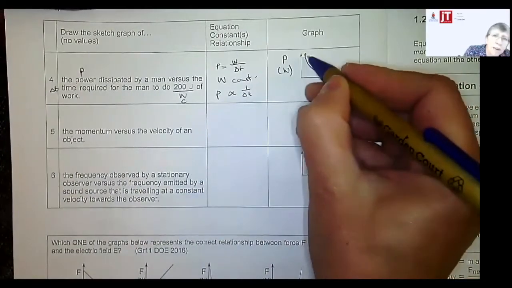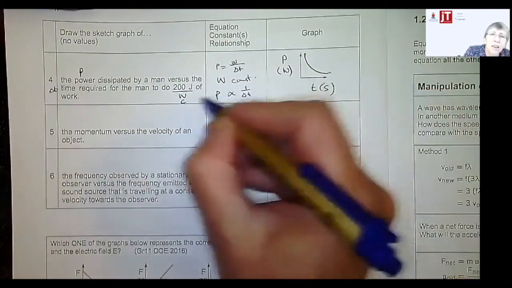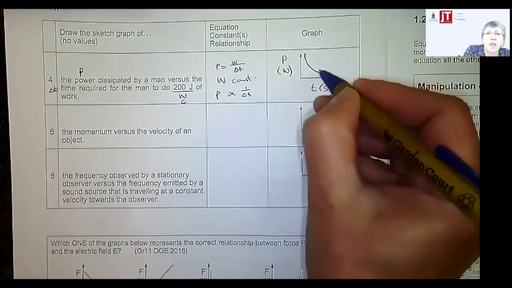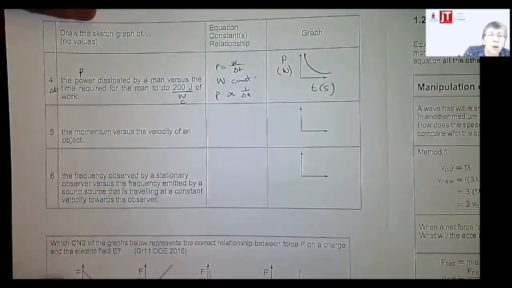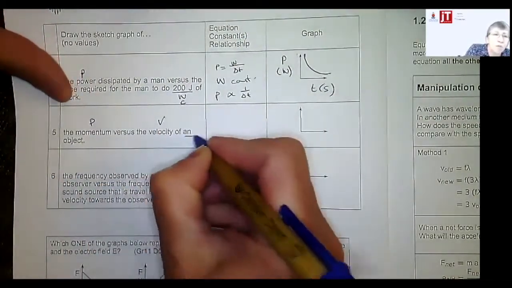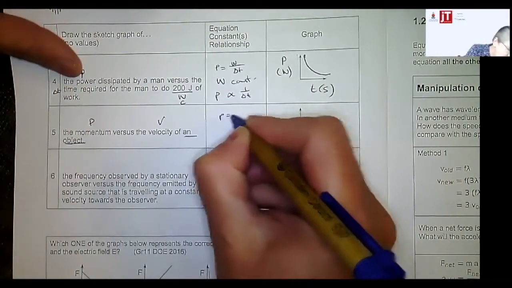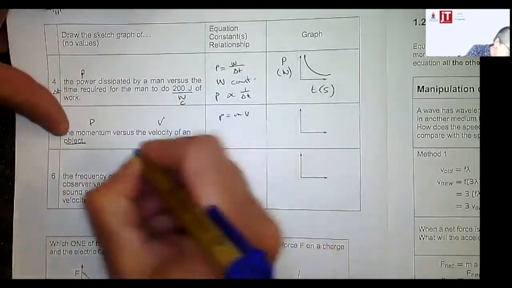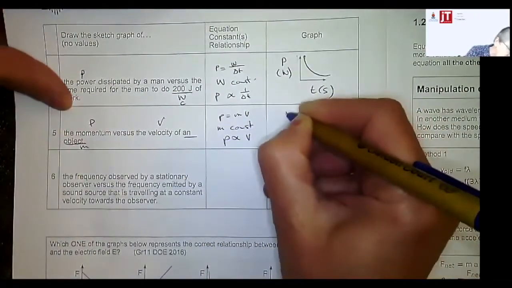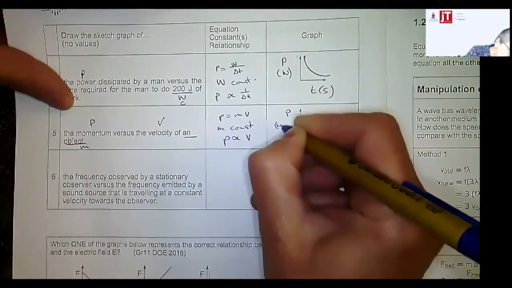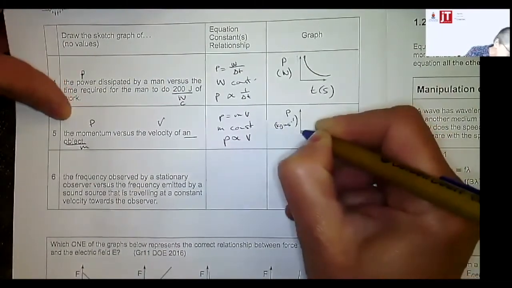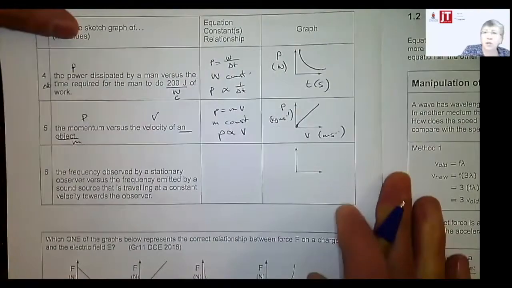Right. If you've got a bigger power, then it will take a shorter time to do the 200 joules. If you've got a small power, only few watts, then it will take a long time to do the same work. Right. Next one, momentum, p versus velocity of an object. So I'm working with p equals mv. An object immediately tells me m is my constant and p is directly proportional to v. So if I've got p in kilogram meters per second and velocity in meters per second, then they are directly proportional. Straight line through the origin.